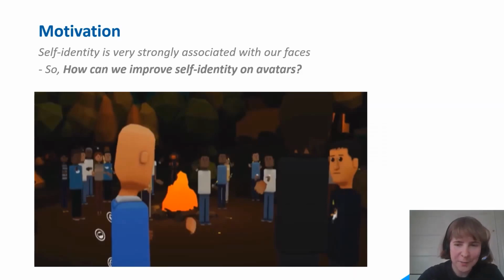I want to finish by going back to the motivation. The main idea here was we wanted to explore how we can improve self-identity on avatars. We showed that you can have lookalike avatars and very good motion capture of the facial expressions, and that will help with self-identification. But one of the interesting takeaways from this experiment is that in theory, you could achieve better self-identification even if you don't have a lookalike avatar and even if you don't have real-time motion capture of the face.